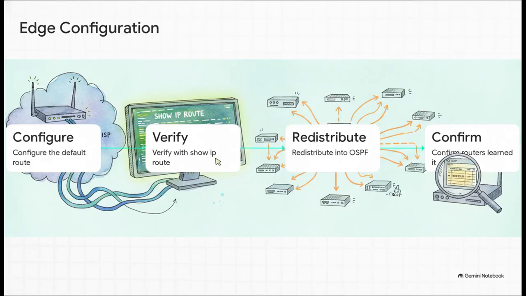So you literally have to follow this exact four-step sequence to make sure your edge router can talk to the ISP and that it's actually sharing this escape route with the rest of your internal network. First, you configure the default route pointing to your ISP's next hop. Second, you immediately run show ip route to verify it actually took hold. Third, you hop into your dynamic protocol and redistribute that route. And fourth, you log into an internal router just to confirm it actually learned that route from the edge device.